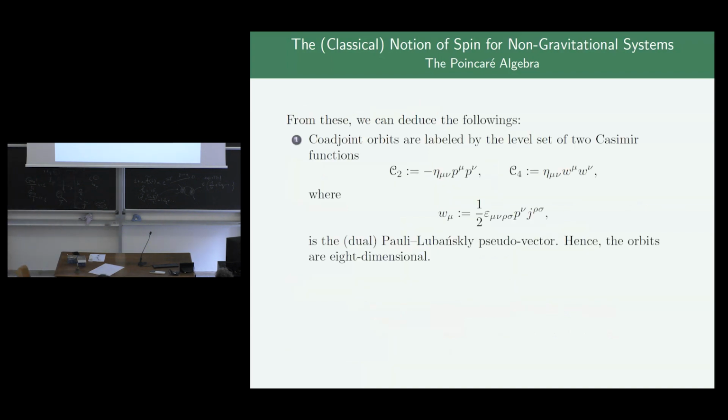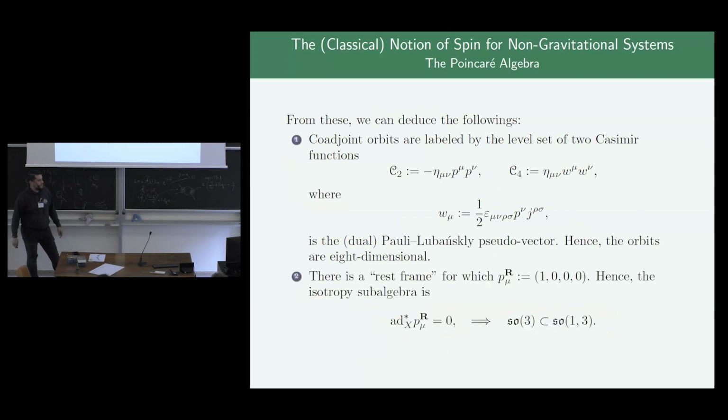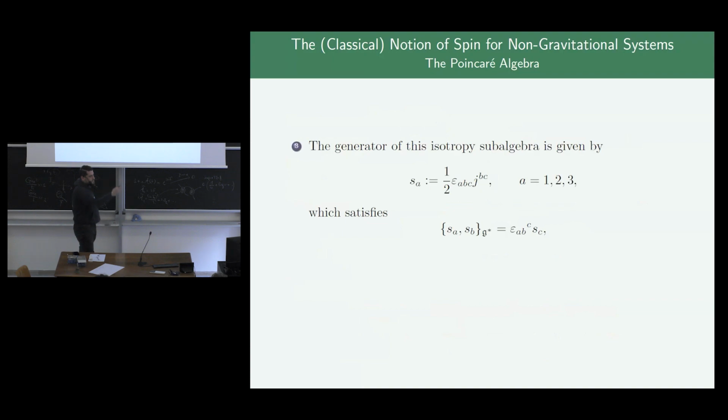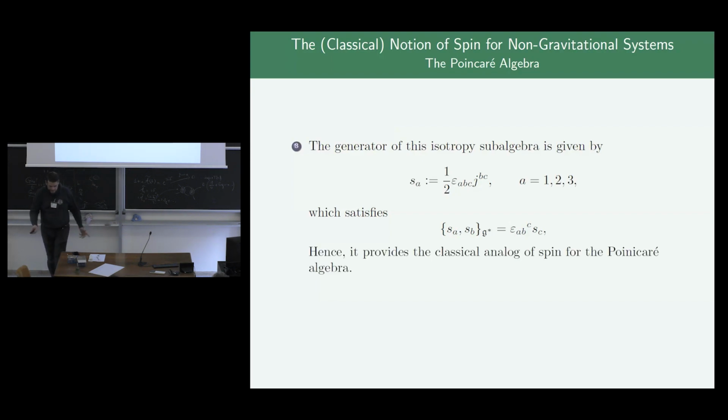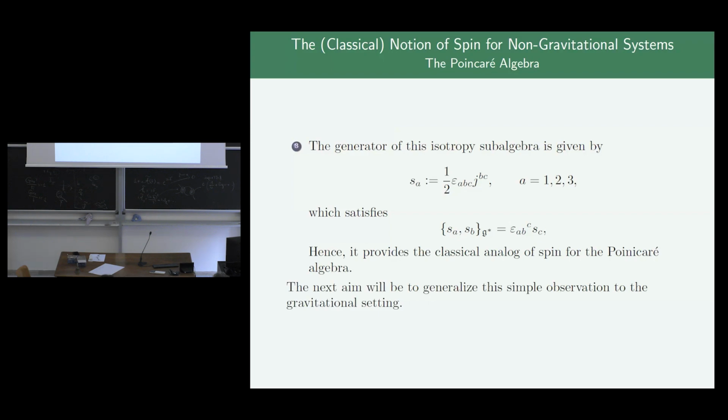So now from this, similar to the usual Poincaré, we have two Casimir functions. There are 10 generators, so the orbits are 8-dimensional, and there is a notion of rest mass. We can perform a Lorentz transformation to bring it to the rest frame. So you have a notion of isotropy subalgebra. This is its generator, and it satisfies these relations of the Lie Poisson structure, which is just the classical analog of the usual SO(3) algebra, the Lie bracket. So this is a perfectly well-defined classical notion of spin.